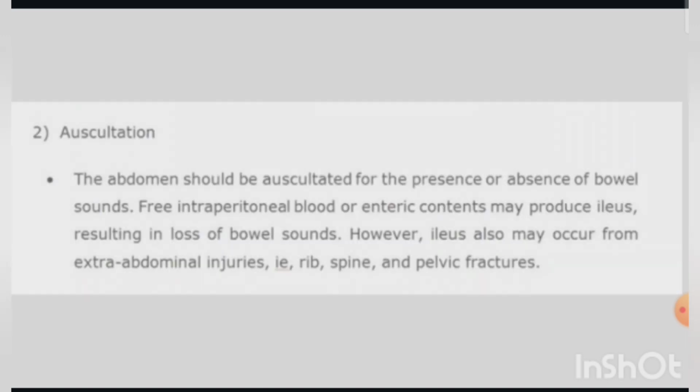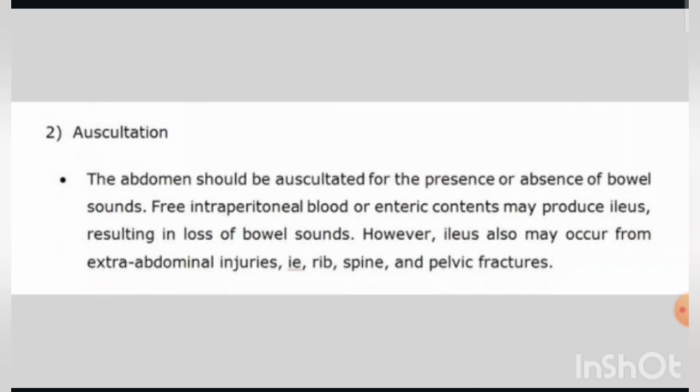The second is auscultation, which means listening for bowel sounds, present or absent. Presence is a normal condition, but absence means blood or pressure inside the abdomen that you should notice, and it may produce ileus. Ileus means paralysis or absence of bowel sounds. Ileus may also occur from extra-abdominal injury: rib, spine and pelvic fractures.